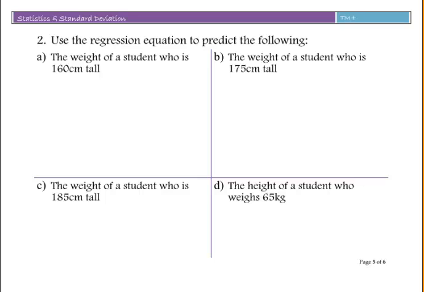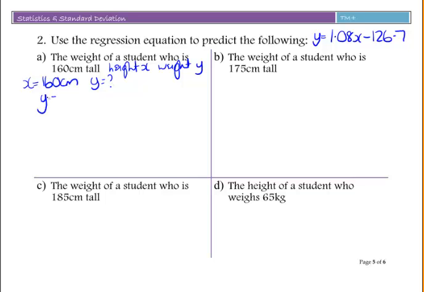Use the regression equation to predict the following. So let's write what our regression equation was. y equals 1.08x minus 126.7. So the weight of a student who is 160 centimeters tall. Now remembering that height was x and weight was y. So here we've got that x equals 160 centimeters and we want to know what y is. So y is going to be 1.08 times 160 minus 126.7, and that gives you 46.1 kilograms.